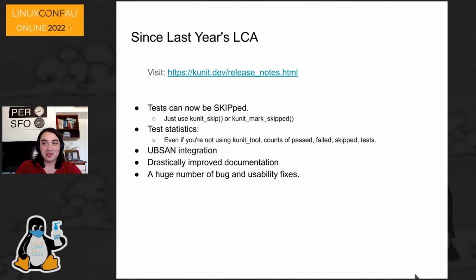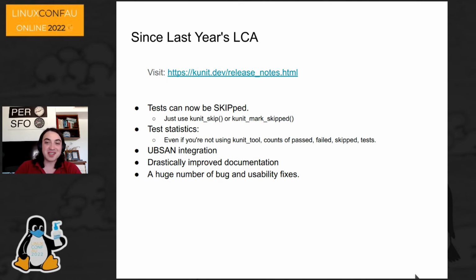And those include tests can now be skipped. We talked about this last year. It exists now. It's actually upstream. You can use it. The test statistics stuff I pointed out, print statistics there even when you're not using KUnit tool. And there were a few people who had the need to print those sort of statistics out as a blocker for using KUnit instead of whatever custom script they'd done before. Integration with the underlying behavior sanitizer.